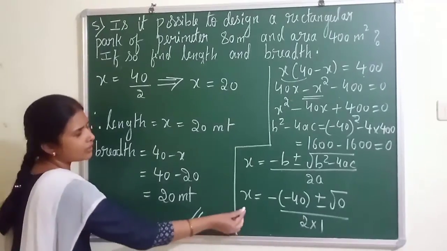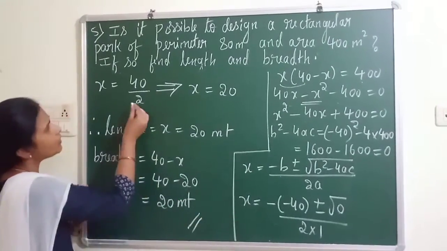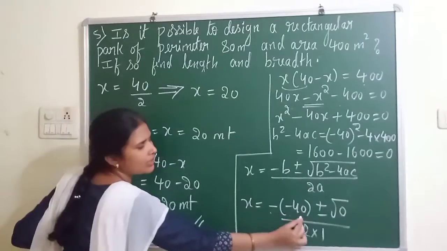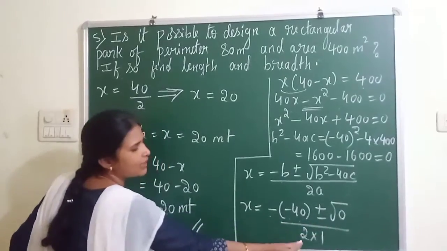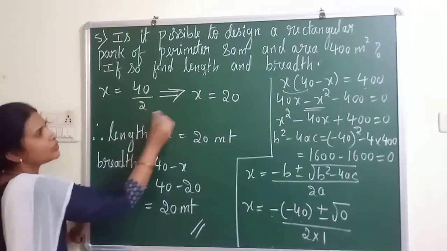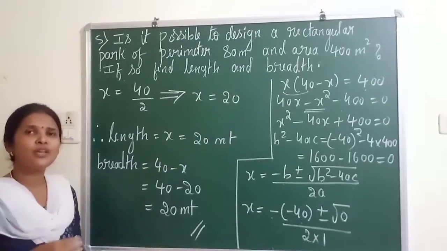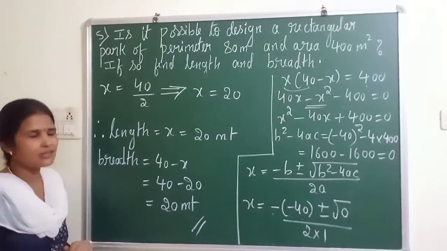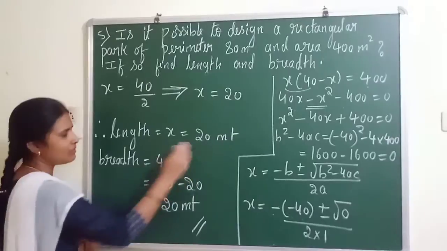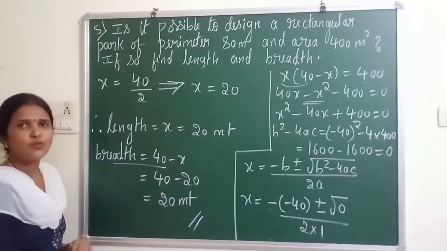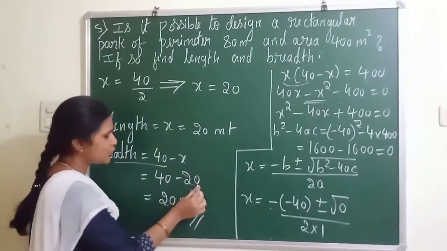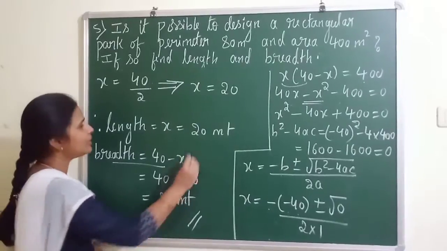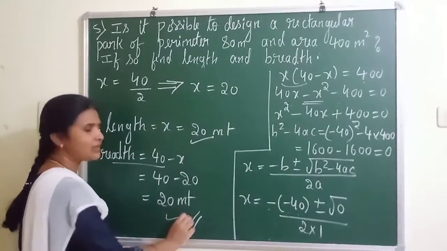So here I got x. From here you substitute, what you will get? Minus into minus 40 and plus or minus 0, divided by 2. So that is 40 by 2, x equal to 20. So what we assumed as x? We assumed length as x. So length is x, that is 20 meter, and we got breadth as 40 minus x, that is 40 minus 20, 20 meter. You can see here length is also 20, breadth is also 20.